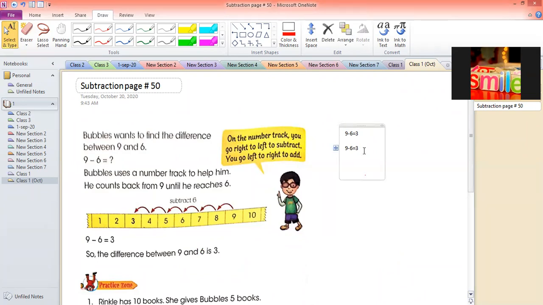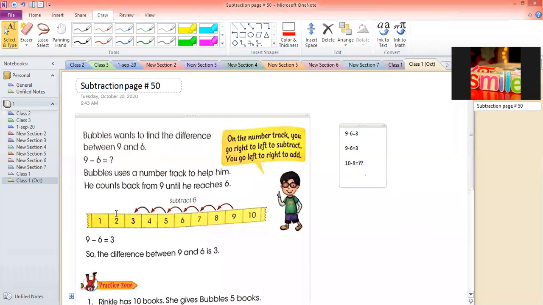Let's suppose I ask you, 10 minus 8 equals what? So you have two options. Either you can go 8 times back. 1, 2, 3, 4, 5, 6, 7, and 8. So this is 2. So you know 10 minus 8 is 2.